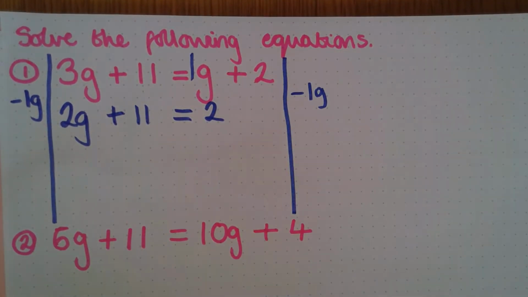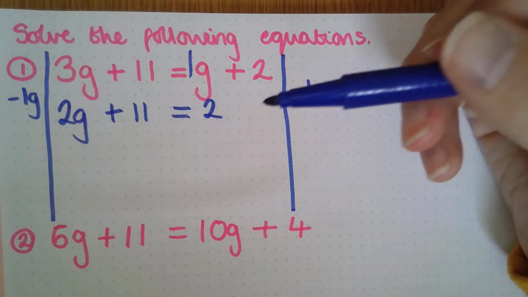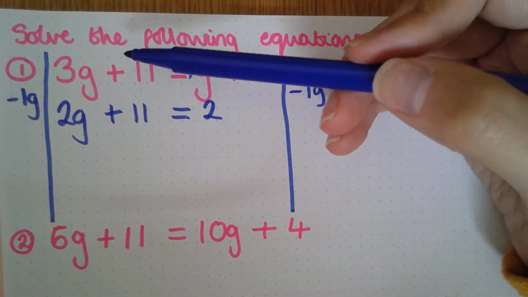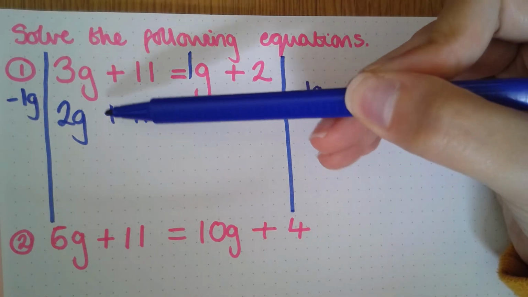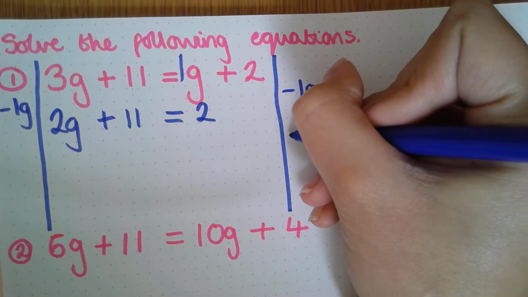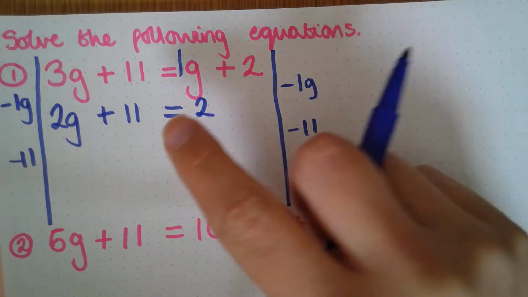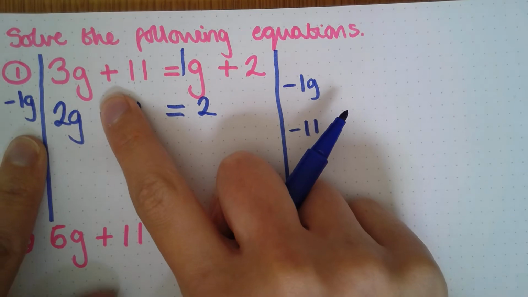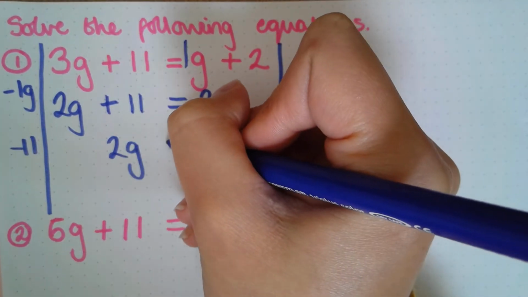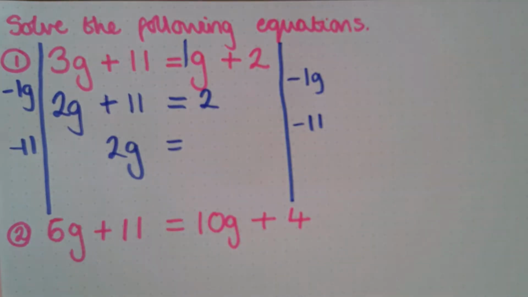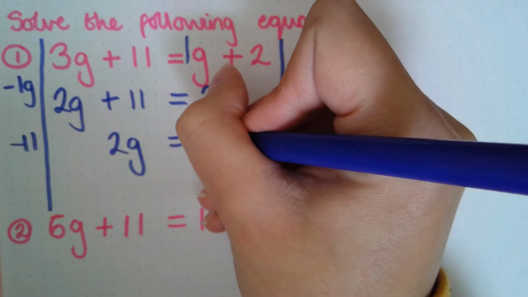Okay. And now we want to get G on its own. Remember, that's what we're aiming for. G equals something. So currently, the thing that's stopping G from being on its own is this plus 11. So we're going to take away 11 from both sides. Plus 11, take 11. You're just left with 2G equals. And then 2 take away 11 is minus 9.